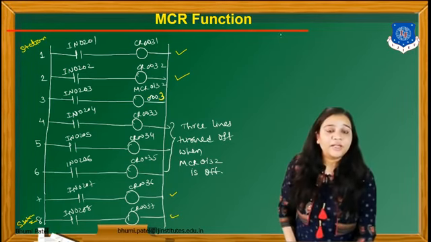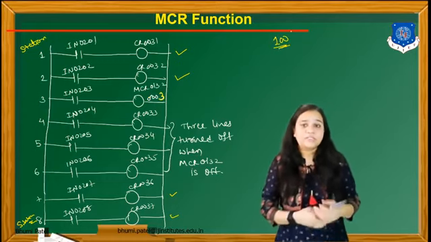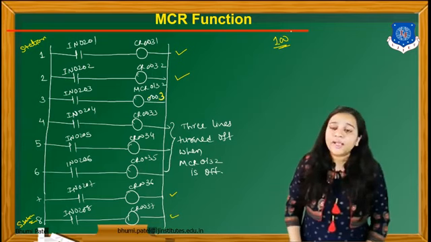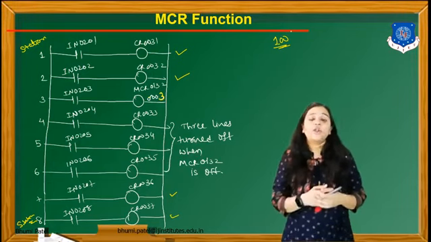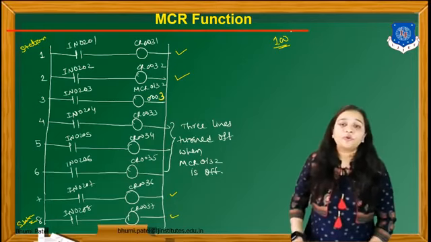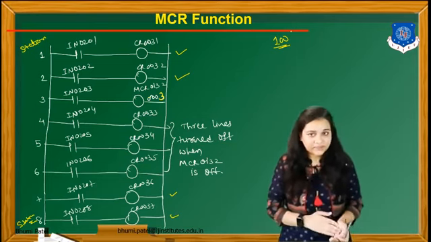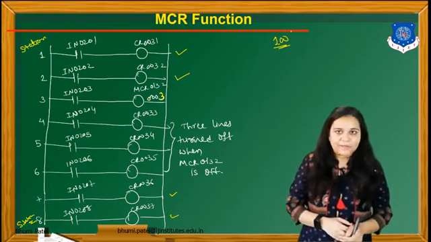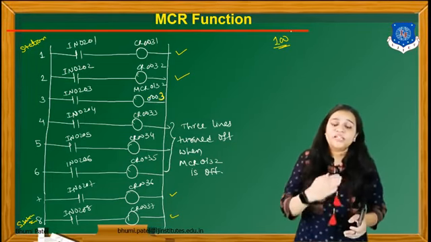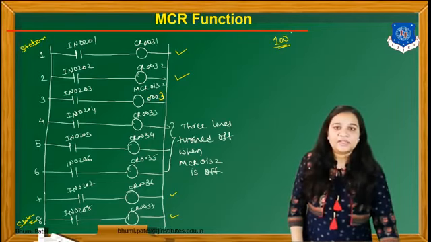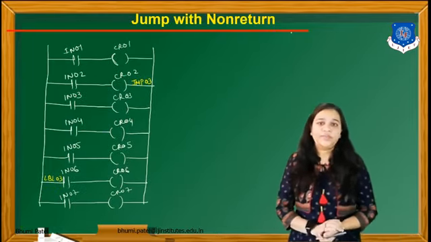But in industry they will run programs with 100 lines, 1000 lines, and if one or two lines have a problem, we cannot every time execute the whole program. We cannot simulate the whole program from the first rung to the last rung, and for that we have to use the skip and MCR functions. What is the application of skip? It will skip the lines for this particular time, and MCR will turn off particular outputs whenever the requirement is there. Clear? Now the next one is the jump with non-return.